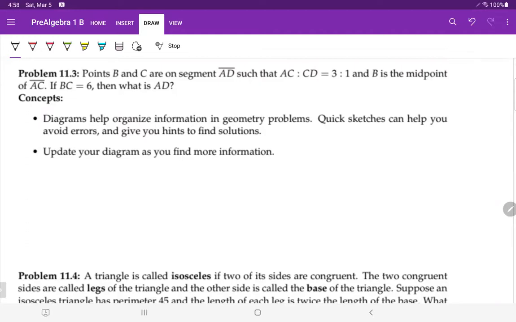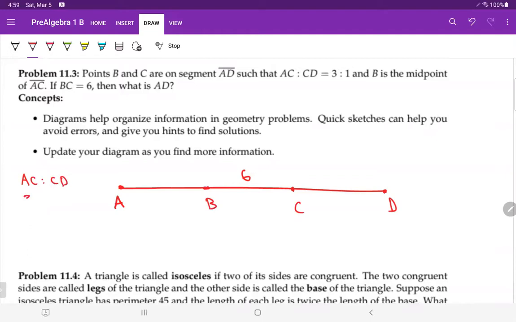Points B and C are on a segment AD. So let's graph the segment AD. So BC somewhere. BC is 6, so this is 6. AC to CD is 3 to 1.